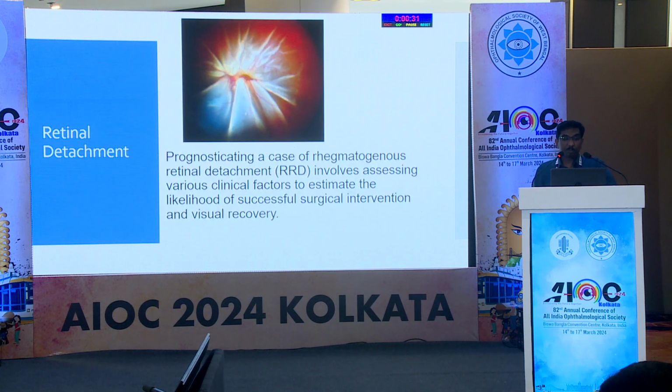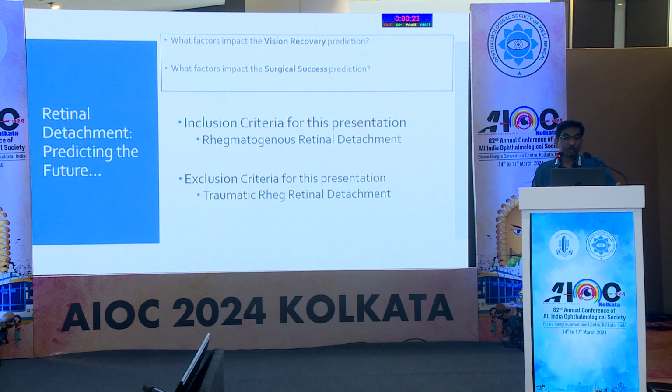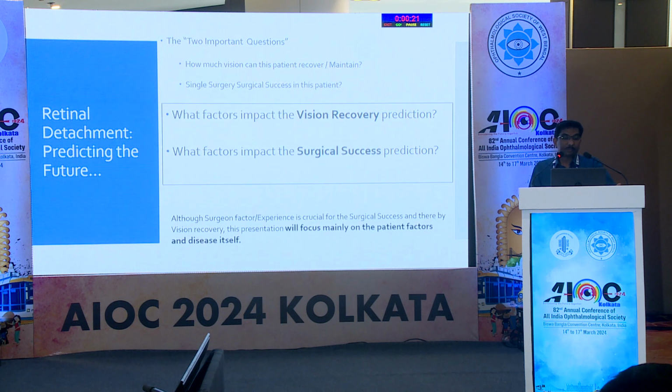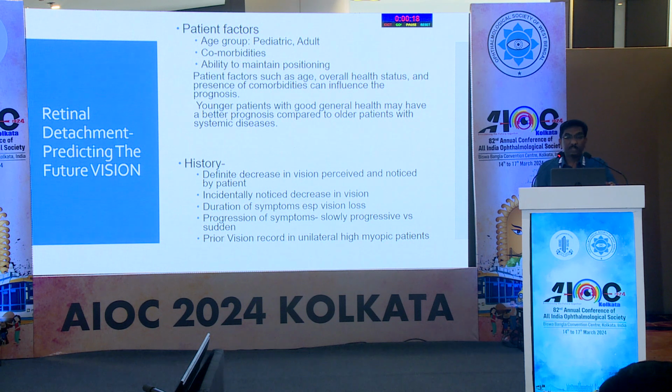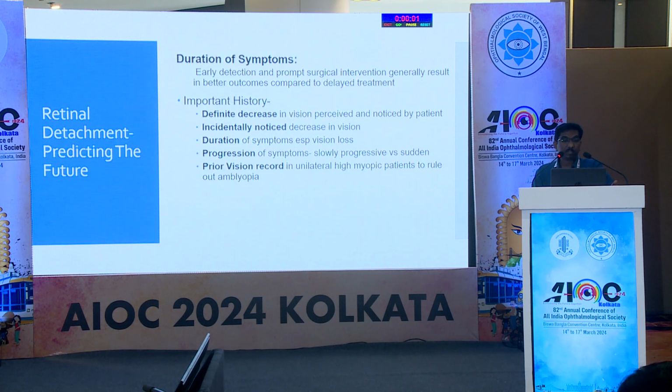When it comes to RD, prognosticating the cases, again, there are two important questions: will this patient recover vision, and what will be the single surgical success rate? Important factors to consider would be the age, comorbidities, and the history. We need to be sure that the patient is giving us the correct history. And if the patient has associated myopia, an axial length more than 26 is associated with a higher risk of surgical failure in these patients.